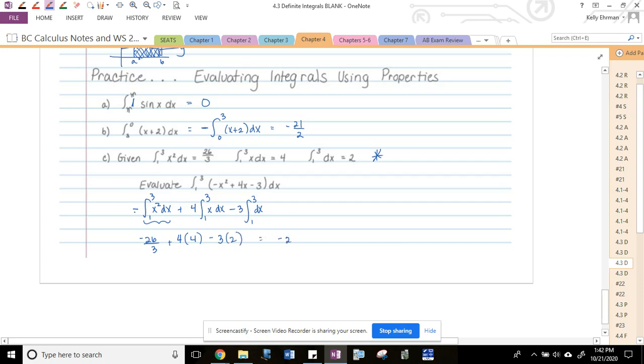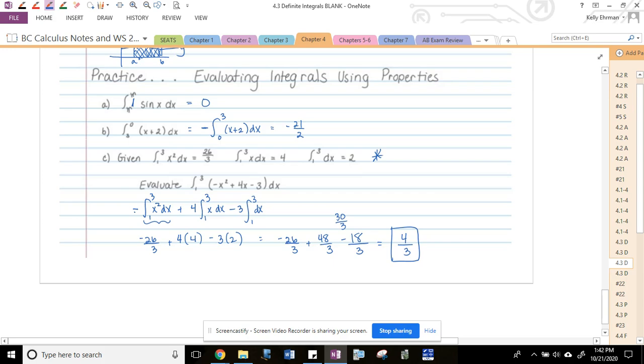So negative 26 over 3 plus 16 is going to become 48 over 3. Minus 6 is going to become minus 18 over 3. Let's see, 48 minus 18 is 30 over 3. Negative 26 plus 30 is 4 over 3.